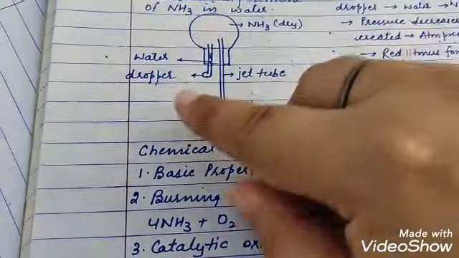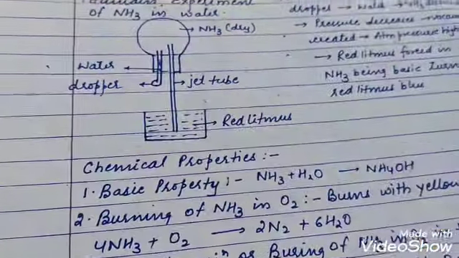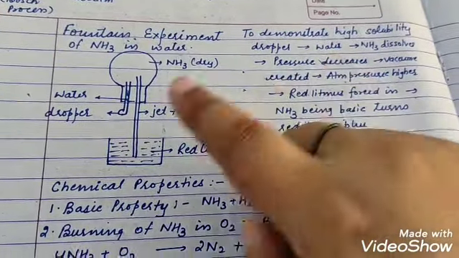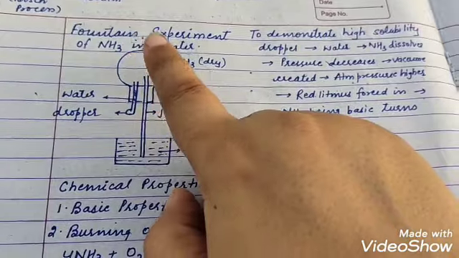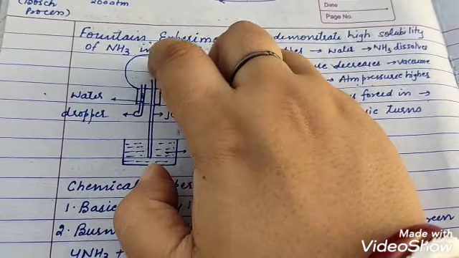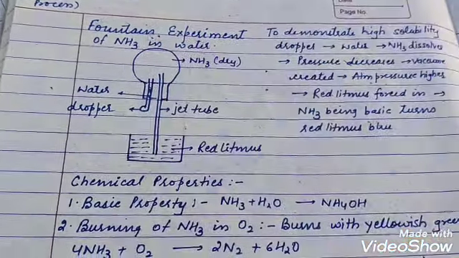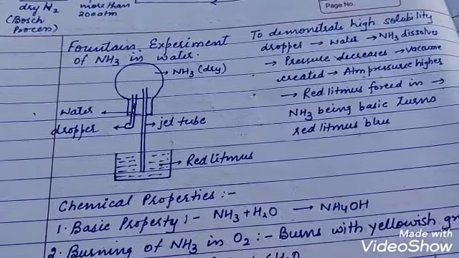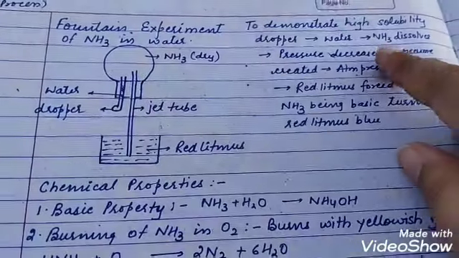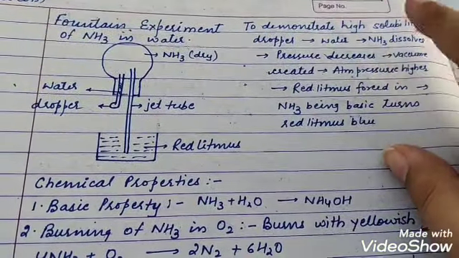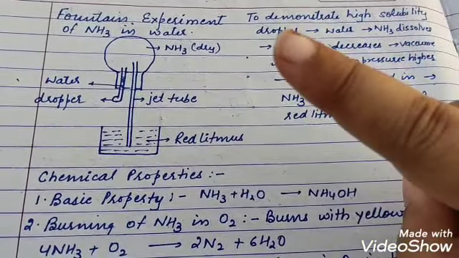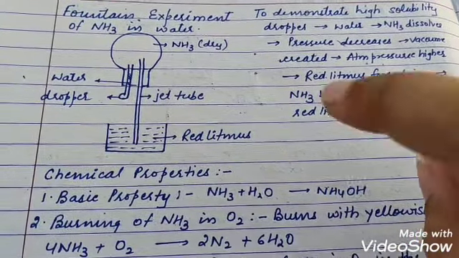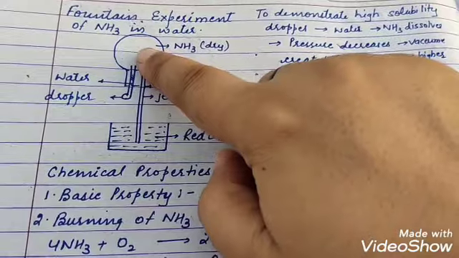Now what happens? From this dropper we will squeeze water inside. Water will go inside, right? Ammonia is highly soluble. Suppose the molecules of ammonia are present here. Ammonia is highly soluble in water, so it will get dissolved. So the ammonia dissolves, and inside the round bottom flask, a vacuum is created.